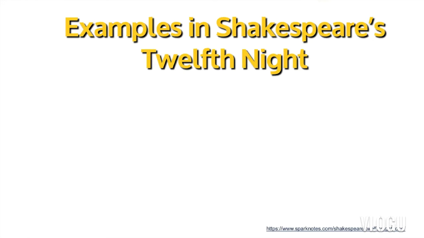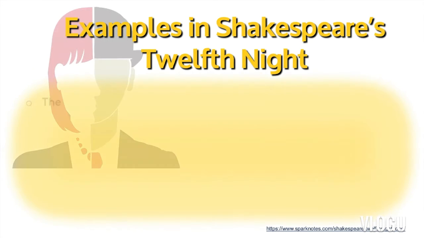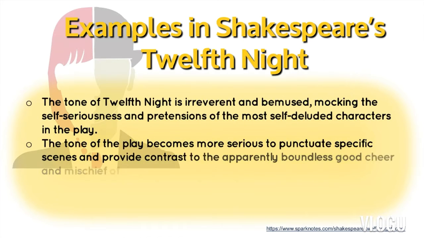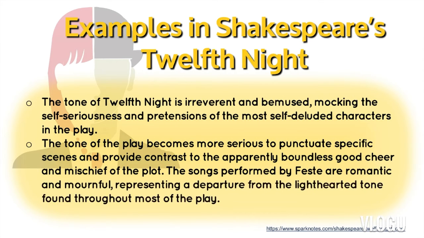Examples in Shakespeare's Twelfth Night. The tone of Twelfth Night is irreverent and bemused, mocking the self-seriousness and pretensions of the most self-deluded characters in the play. The tone of the play becomes more serious to punctuate specific scenes and provide contrast to the apparently boundless good cheer and mischief of the plot. The songs performed by Feste are romantic and mournful, representing a departure from the light-hearted tone found throughout most of the play.